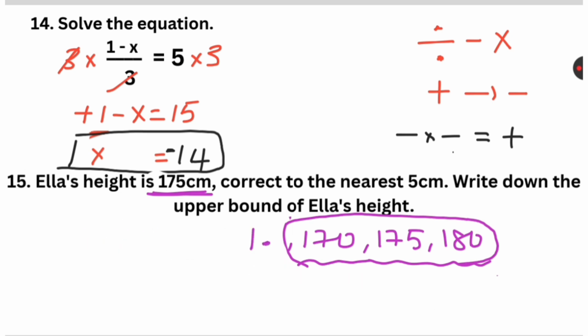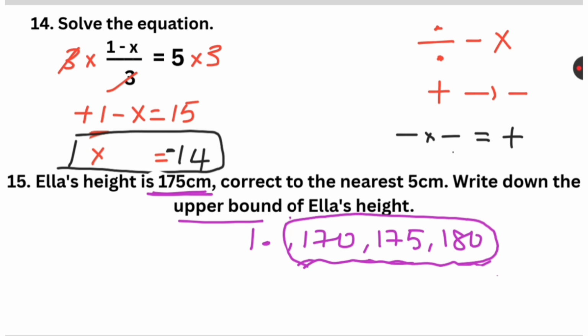So this is our first step. That means here they are asking the upper bound. So if you want to find the upper bound, our range should be only in between 170 to 180. If suppose they ask the lower bound also, the lower bound is also in between only 170 to 180. So this is the range, and in between only we have to find the answer. So that is our first step.